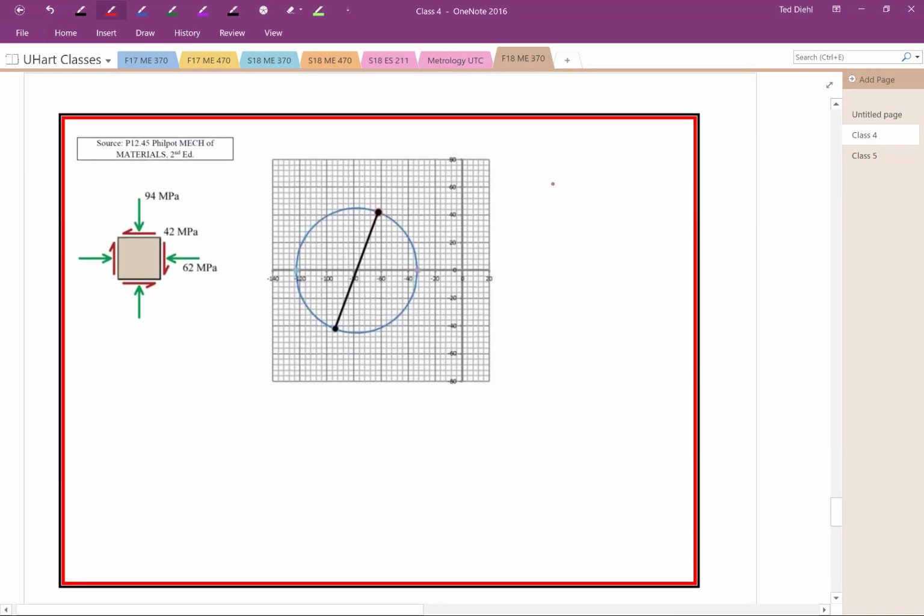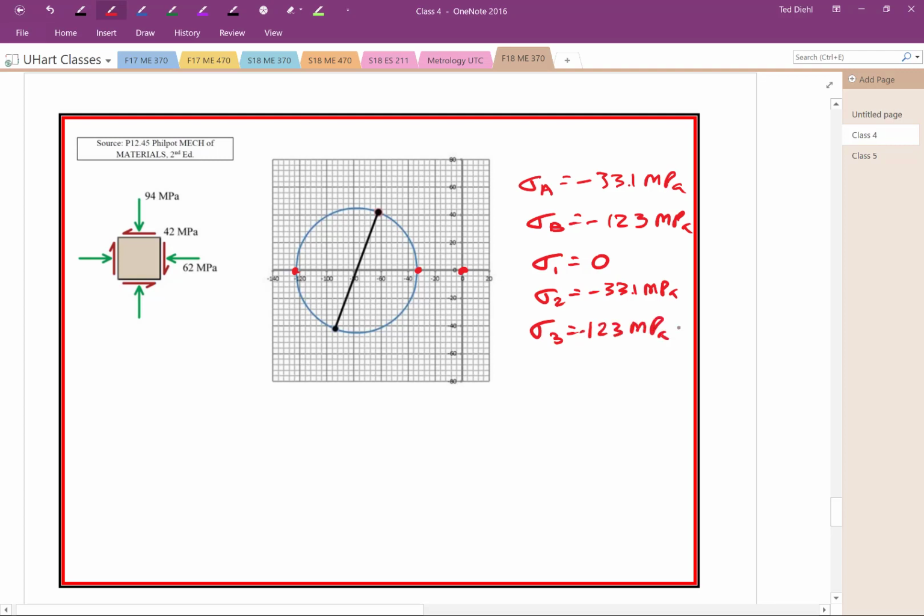For this scenario right here, we had sigma A equal to negative 33.1 megapascals, and sigma B was equal to negative 123 megapascals. Well, now we know that sigma 1 is equal to 0, because in plane stress, there's always going to be one of the principal stresses that's 0. In this case, since the other two are negative, this one has to be 0. Sigma 2 is going to be negative 33.1 megapascals, and sigma 3 is equal to negative 123 megapascals.